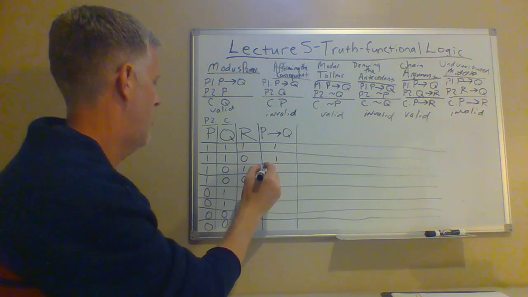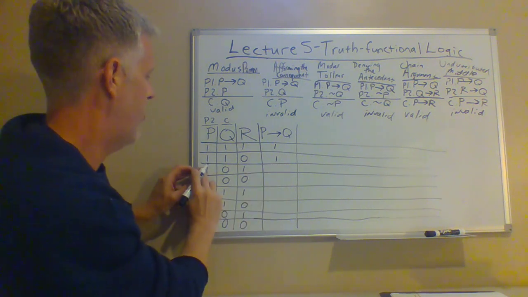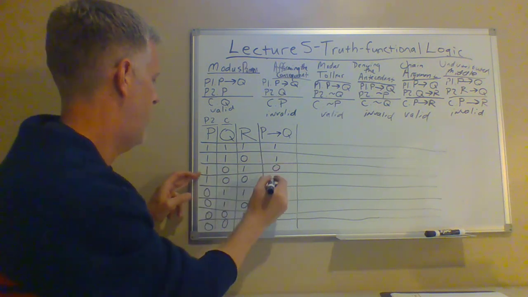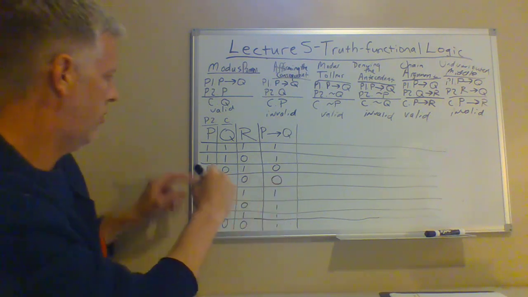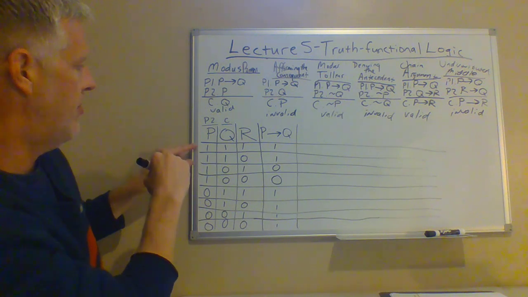True, true. Here's an instance where the antecedent is true and the consequence false, so that's going to be false. Same thing here. True, true, true, true. Okay, hopefully that makes sense why I'm doing that.